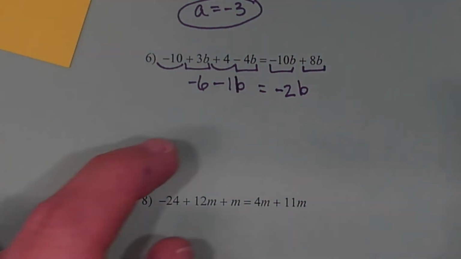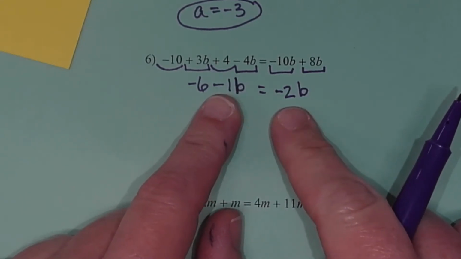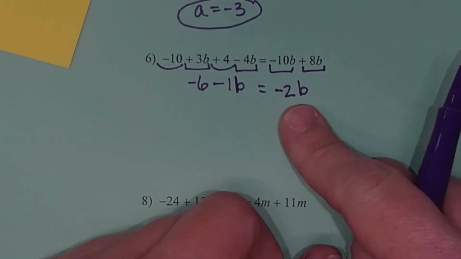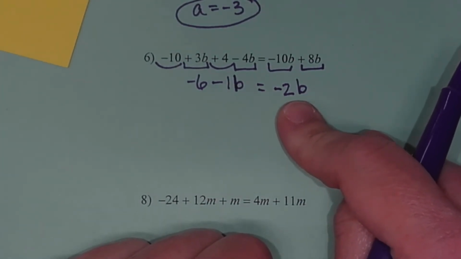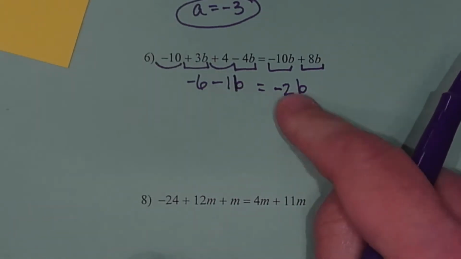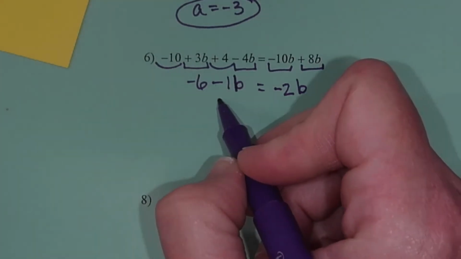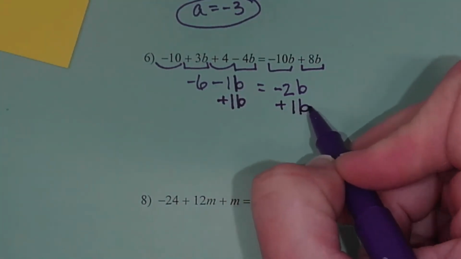Okay, next step. Once again, we are left with variables on both sides of the equal sign. Now I have to bring them all to one side, and you know what I want to do? I want to leave this guy alone, because if I got rid of this guy, then this side of the equal sign would be empty, and that's not really helpful. So instead of getting rid of this guy, let's get rid of this guy. So I'm going to go plus 1b and plus 1b over here.